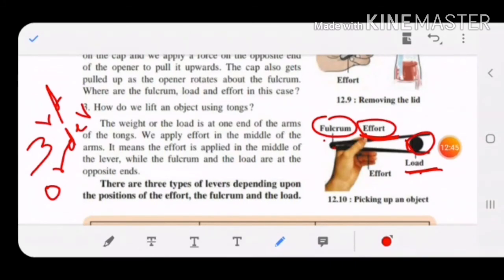The weight or the load is at one end of the arms. We apply effort in the middle. It means the effort is applied in the middle of the lever while fulcrum and load are at the opposite ends. So children, how many types of levers are there? Three types of levers. There are three parts also of the lever: fulcrum, load and effort. You can remember the word FLE: fulcrum, load and effort.